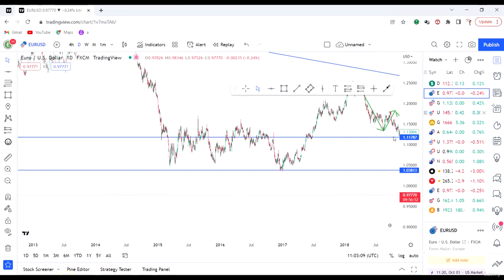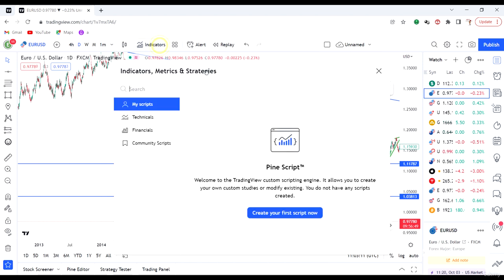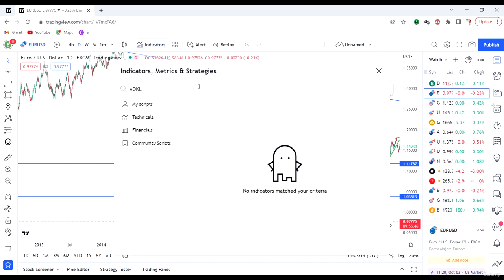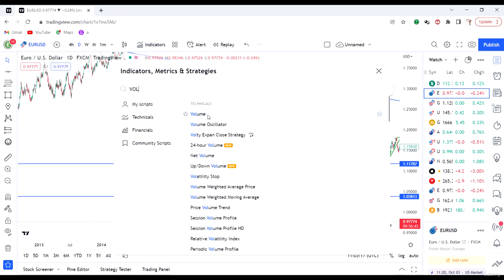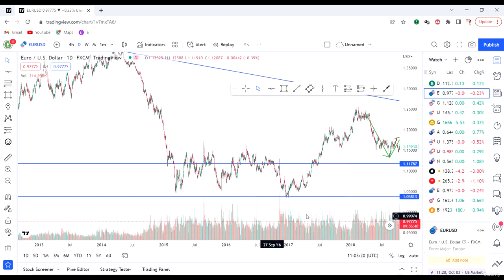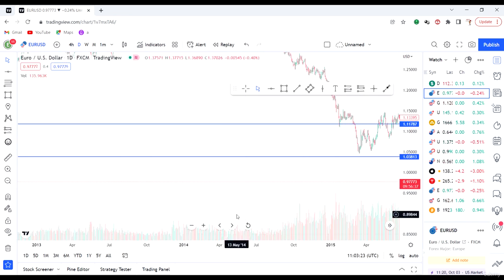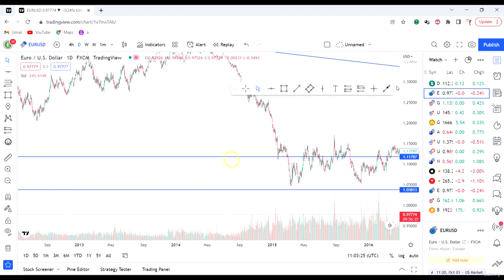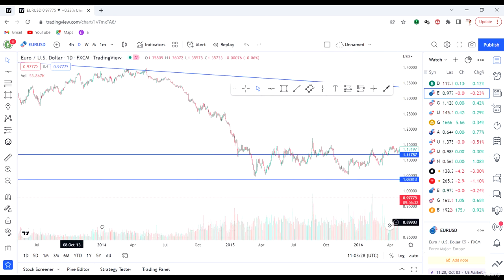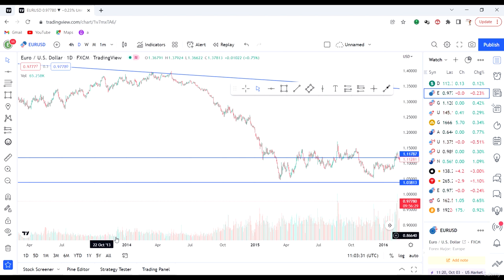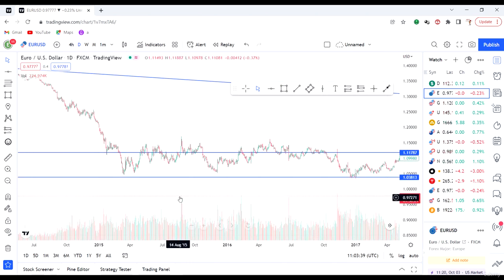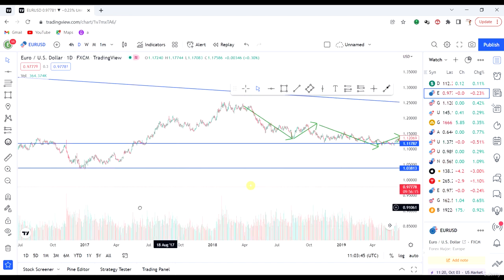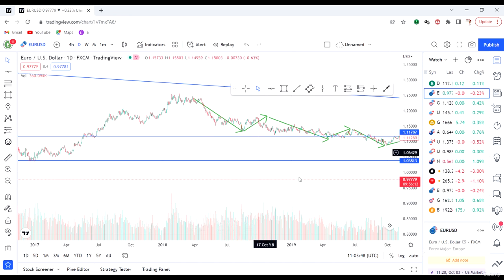So let's go to TradingView and come to indicators here and type volume. Let's click on volume and we can see that the volume indicator has appeared here. So now you can see that this period was characterized by lower volume than this period. And you can see that at this point, volume increased. So there were more traders making more trades here. At this point, you can see that there is more volume.